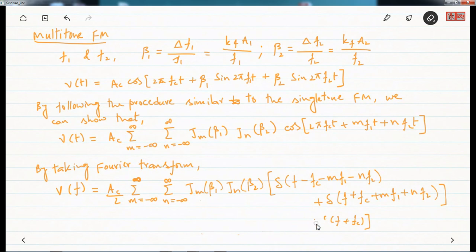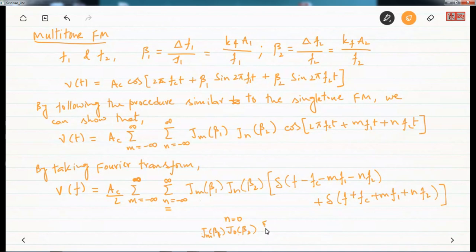So what do we have now? If you put n is equal to 0, this will be J naught of beta 2 and we have m. This n I have made equal to 0, but I'm varying m from minus infinity to plus infinity. Is beta 1, Jm of beta 1 into J naught of beta 2.